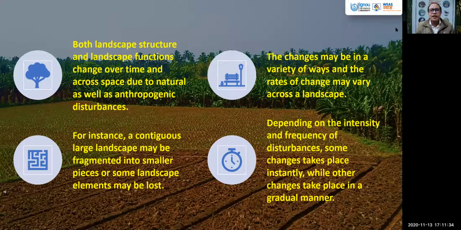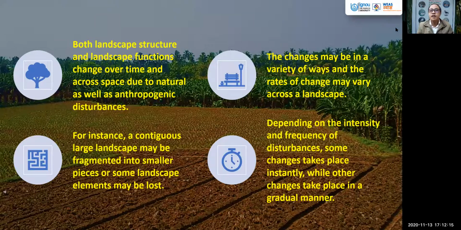Now, when we look at the landscape, it's about landscape structure and landscape function. Structure means the different components and subcomponents, and function means the flows of nutrients, the flows of water, and the others. They change over time, and also across space. This is the change in the characteristics, structure, and function over time and space. It may be because of anthropogenic disturbances, or it may be natural.